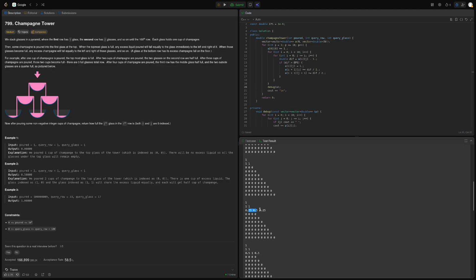This is understandable. Here is where it gets tricky, because I pour a cup of champagne, right? Half pours here, half pours here, and then a quarter falls here, a quarter here, and half here, and then half splits into this. And now it suddenly gets tricky, because I don't know why.